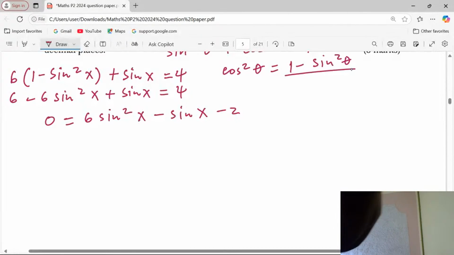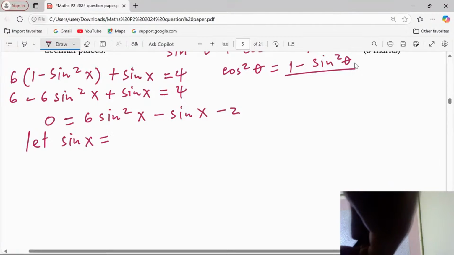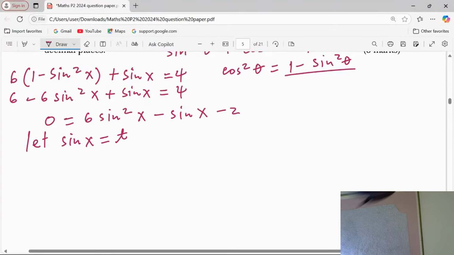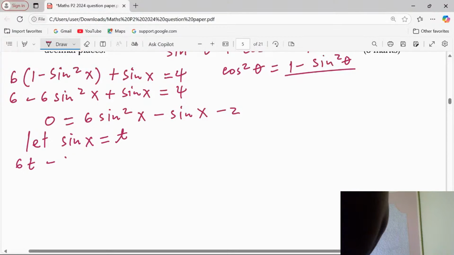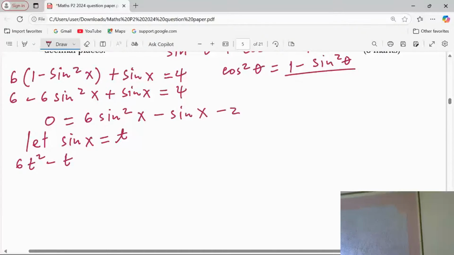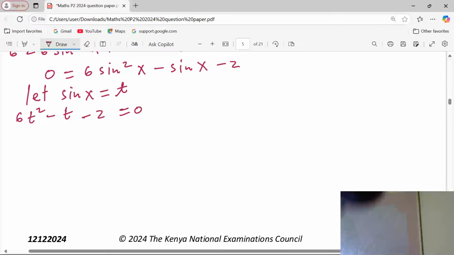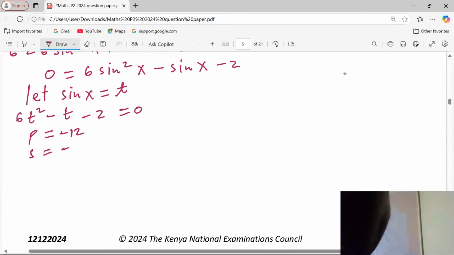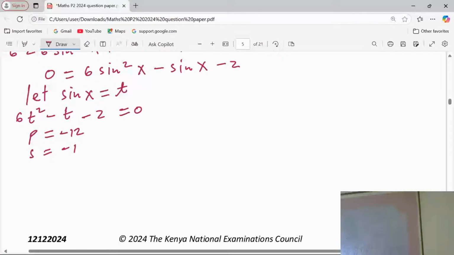For purposes of the average students that we have, let me say that the value of sine of x is let to be a certain unknown, say t. So 6t squared minus t minus 2, an equation we can solve using the factorization method. Product of a by c, 6 by -2, is -12. Then the sum is equal to -1, the value of b.